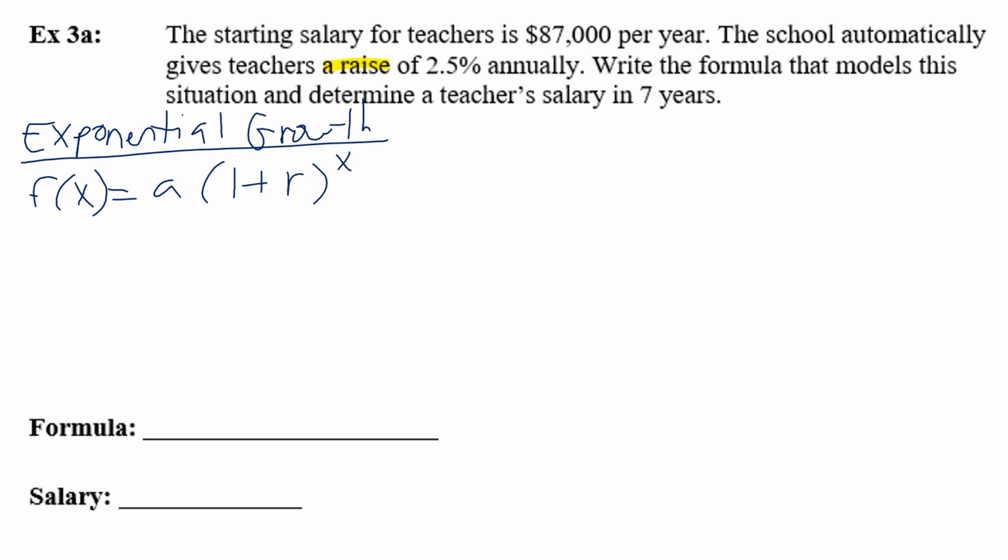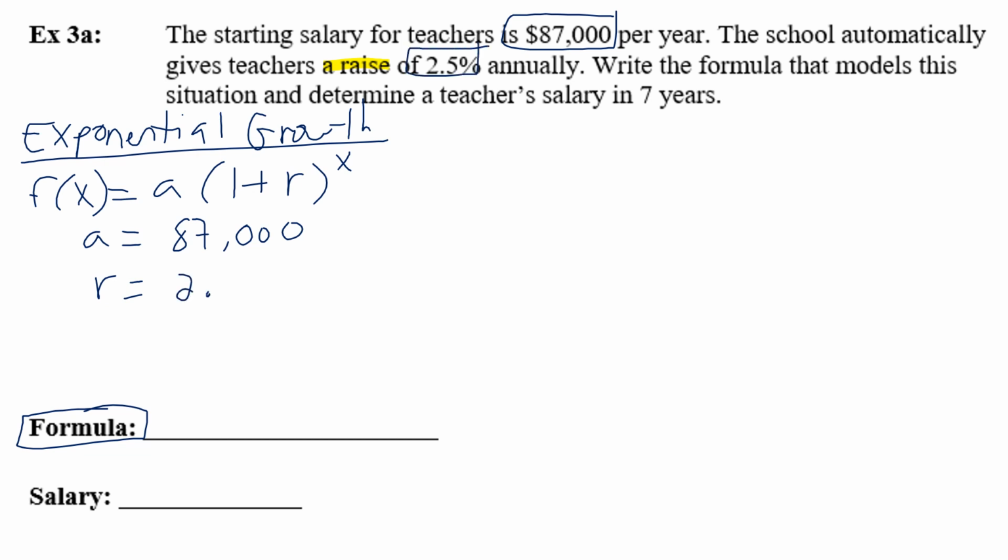So we want to start with the formula first. A represents your initial amount. How much was the starting salary? 87,000. R is the rate of increase, in this case the raise, which was 2.5%. That's still a percentage, so just because it has a decimal, it's not quite decimal format. We still need to take that and divide it by 100, and that's going to give us 0.025.